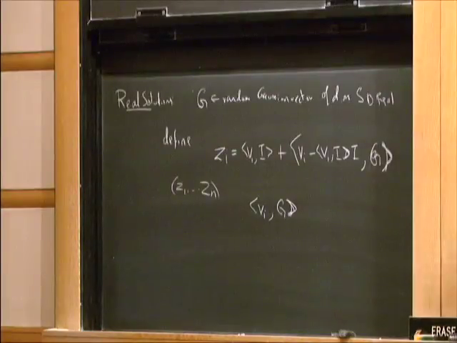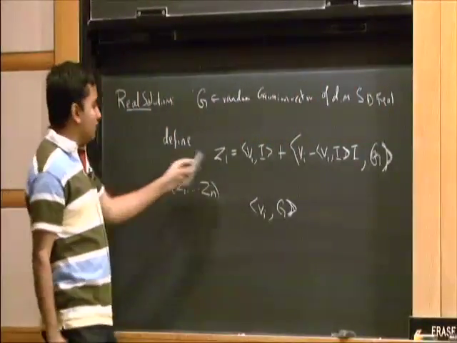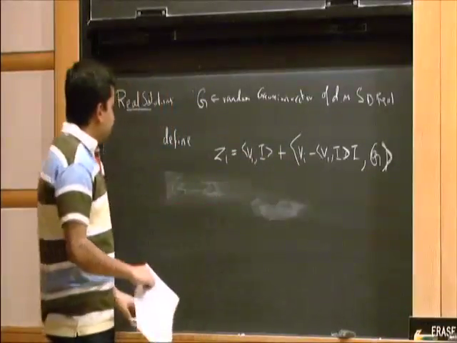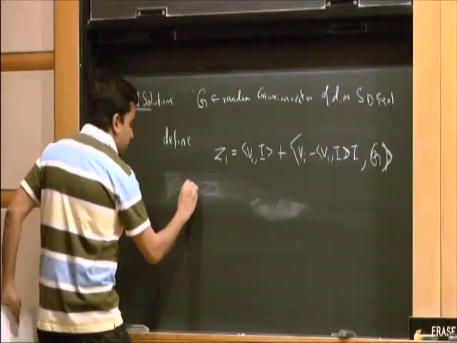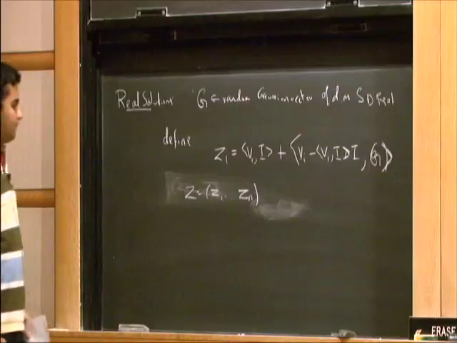For some problems, you can assume that the expectation is zero. But otherwise, you can do this. So now z equal to z1 to zn is my real valued solution.